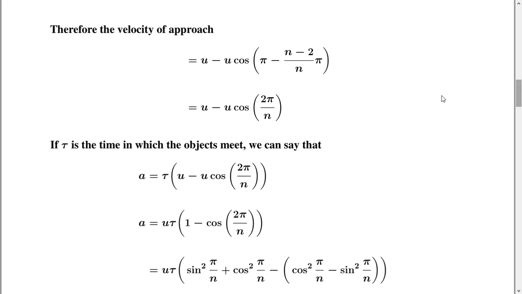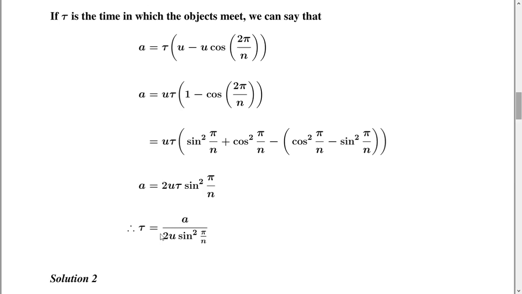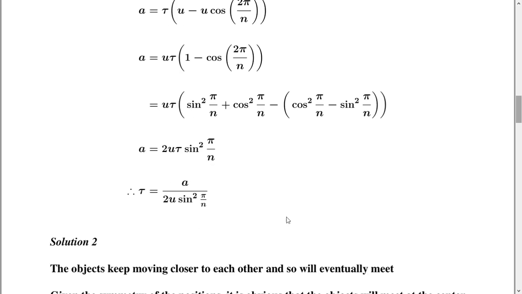So if the objects meet after tau seconds, let's say, then tau times this velocity of approach should be the initial distance between the two objects, which is the side length of the regular polygon, that is a. And therefore a equals tau times this expression. When you simplify this, what you will get is tau equals a by 2u sine square pi by n. So that's one way of finding the time taken for them to meet.